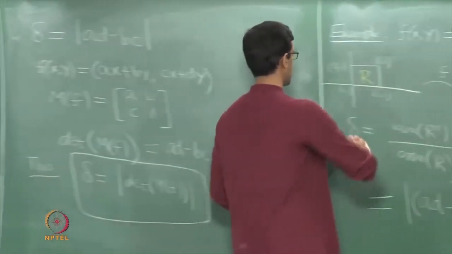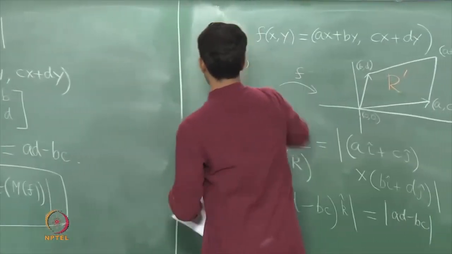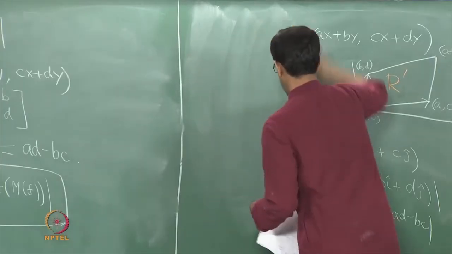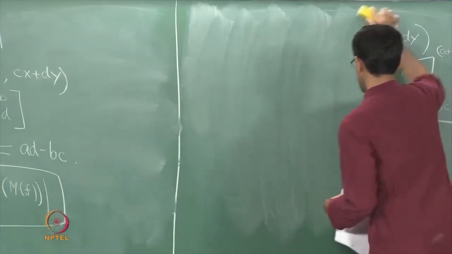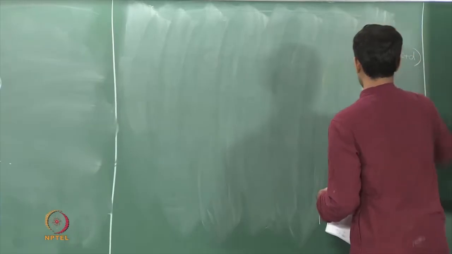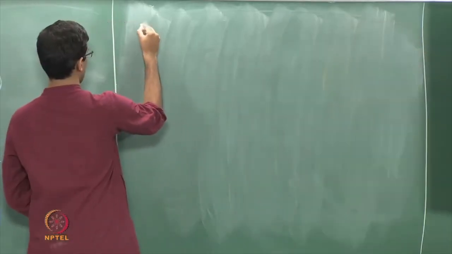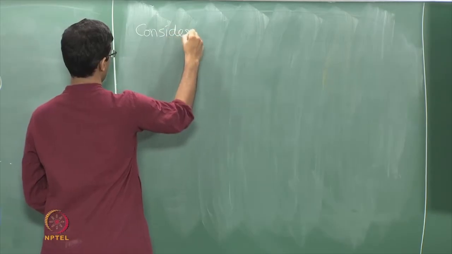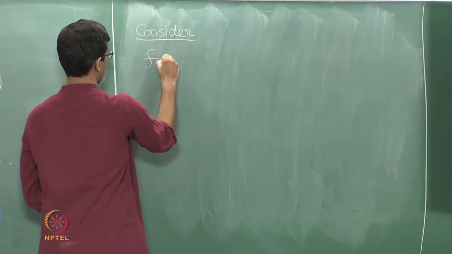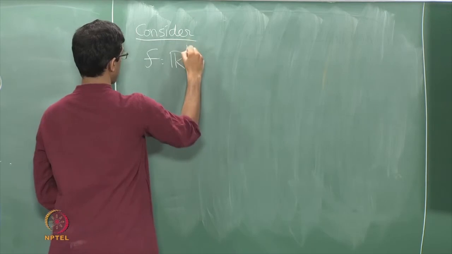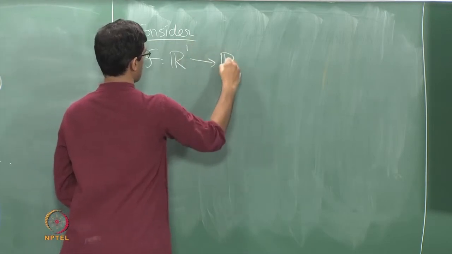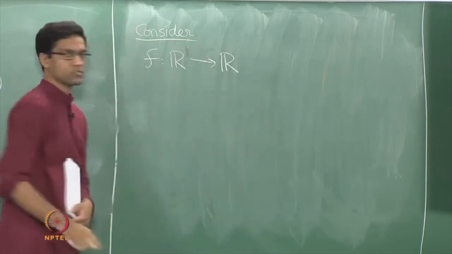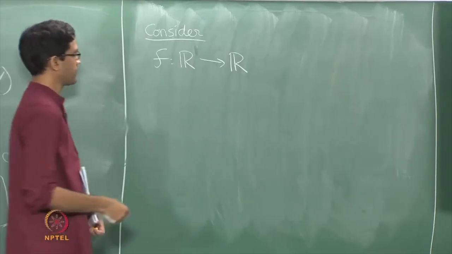So returning in some sense to something we started out with, let's just do the same thing for functions from R to R. Let's go one dimension lower. Instead of considering functions from R2 to R2, let's consider functions from R1 to R1, by which we mean just functions from the real line to itself.